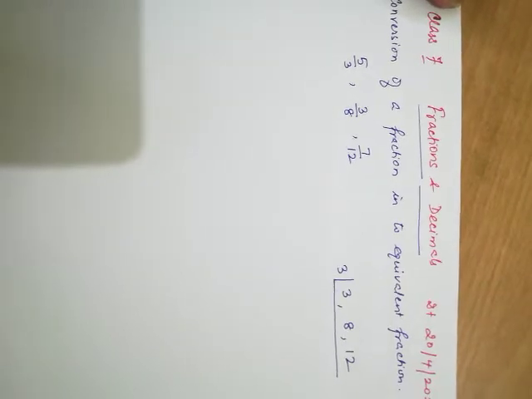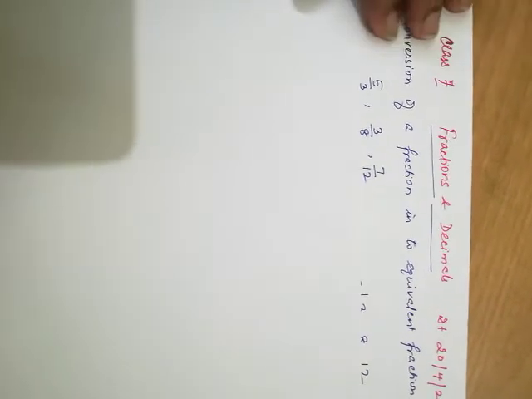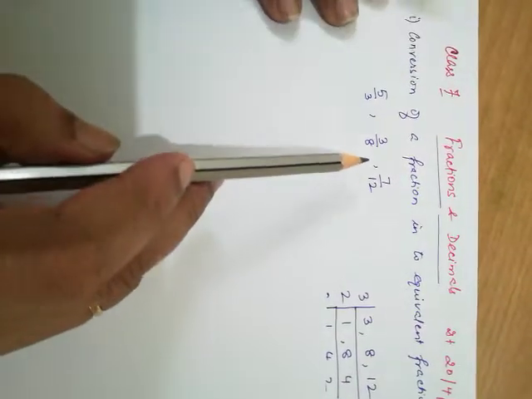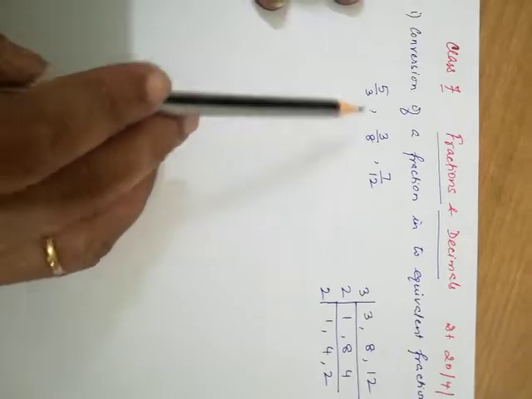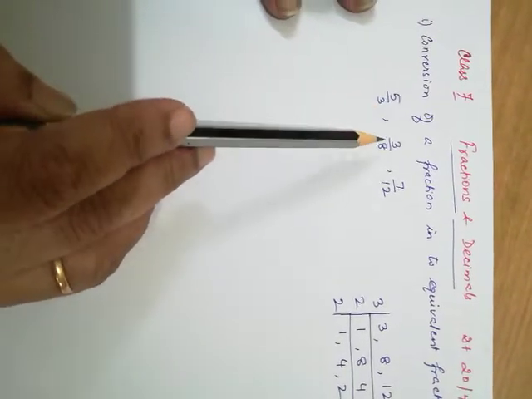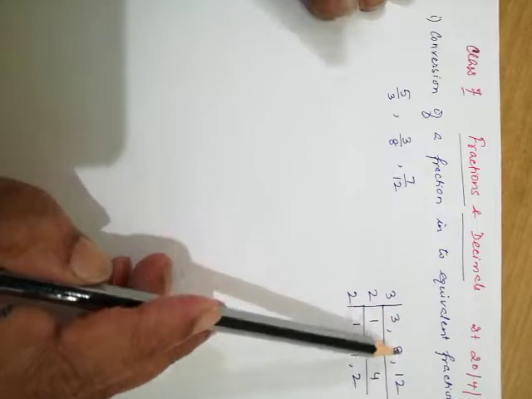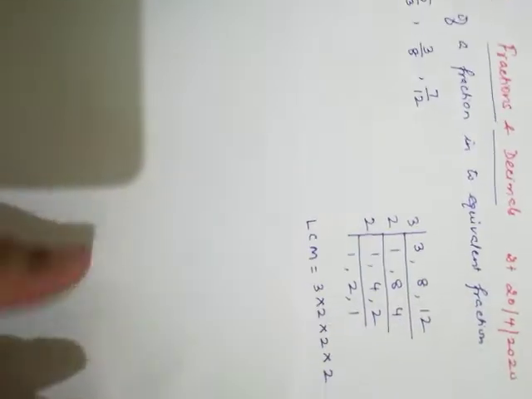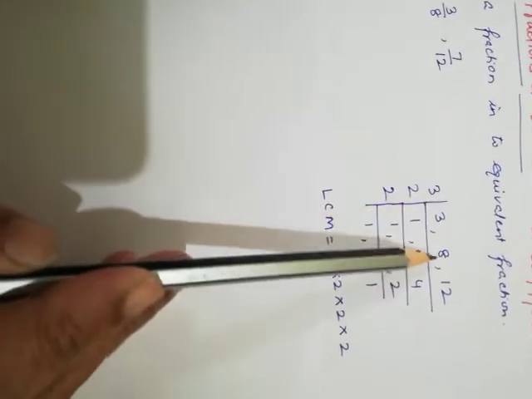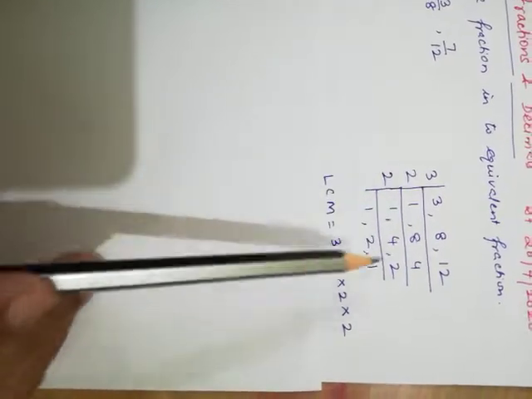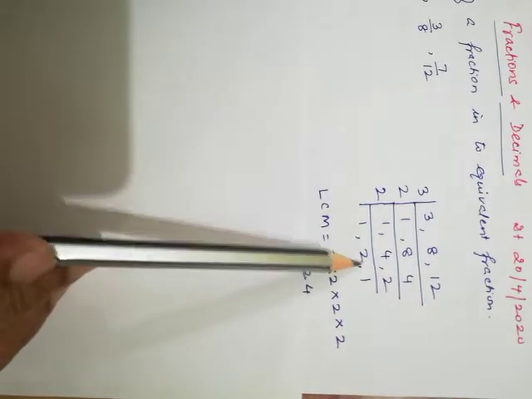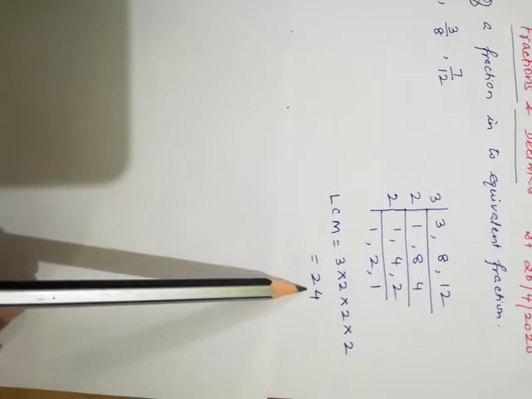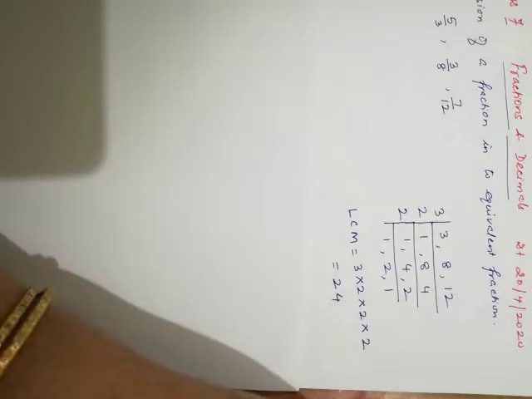See, here I have 5 by 3, 3 by 8 and 7 by 12. I want to convert all these three in an equivalent fraction. What I will do, I'll take the denominator 3, 8, 12 and take the LCM of it. All of you know what to do. You have done it in the primary as well as in 6th standard. 3, 8, 12 together. You take the smallest factor and you find that all these are prime numbers. You multiply all 3 into 2 into 2 into 2 and you get 24. So 24 is the LCM.